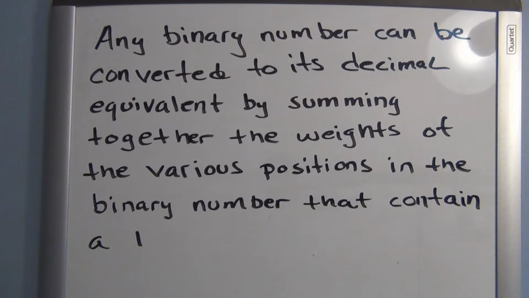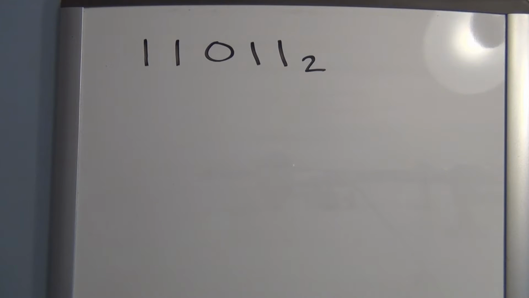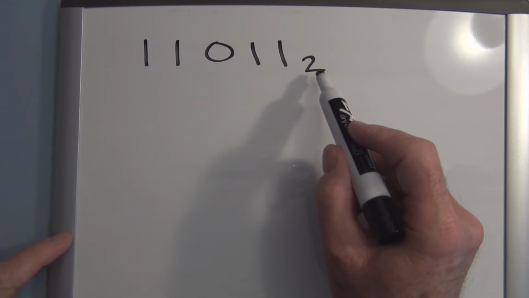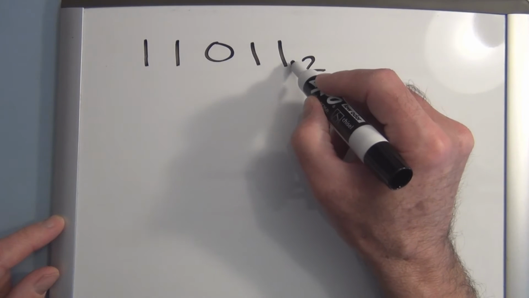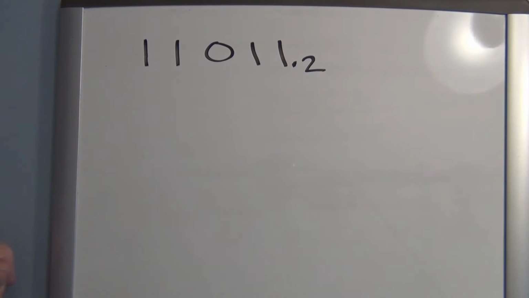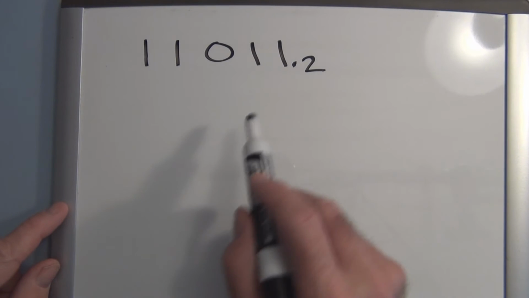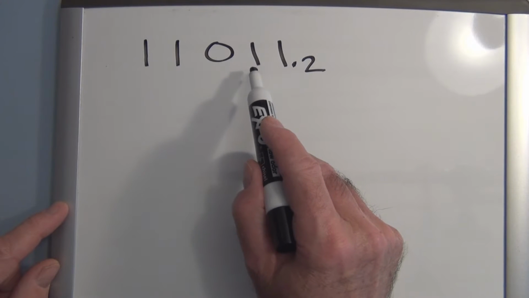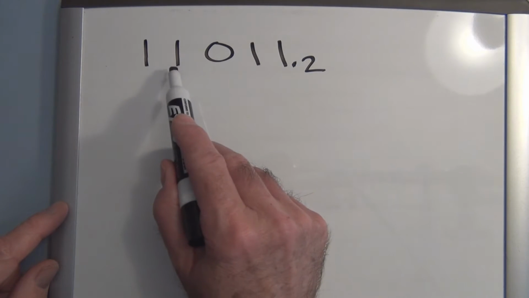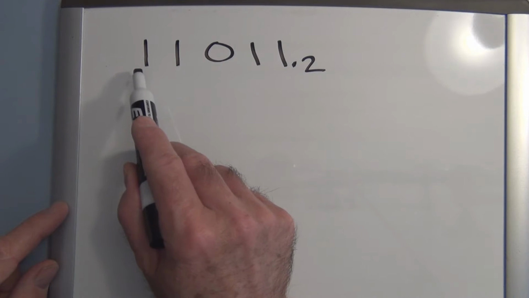Let's do some examples. So here's a binary number, and of course binary is a base 2, whereas the decimal number system is a base 10. So here we have the 2 designating that it's a base 2. And I don't show it, but there's the binary point. Notice I say binary point, not decimal point. It's located right there. And so every one of these positions that has a 1 also has a weight associated with it that's to the base 2.